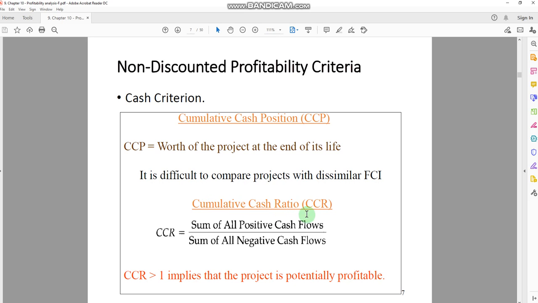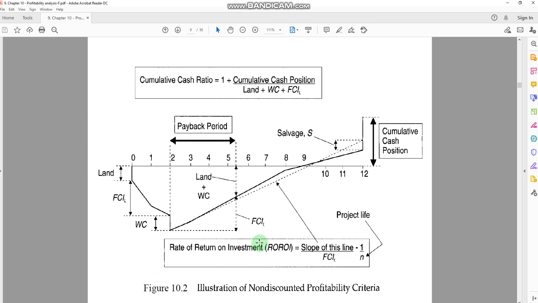Now, the cumulative cash ratio is basically the ratio of the sum of all positive cash flows divided by the sum of all negative cash flows. When we see this diagram here, you can get the cumulative cash ratio, which is 1 plus the cumulative cash position divided by land plus working capital plus fixed capital investment. You can use the cumulative cash position that you have at the end of 12 years in this equation to get the value for the cumulative cash ratio.